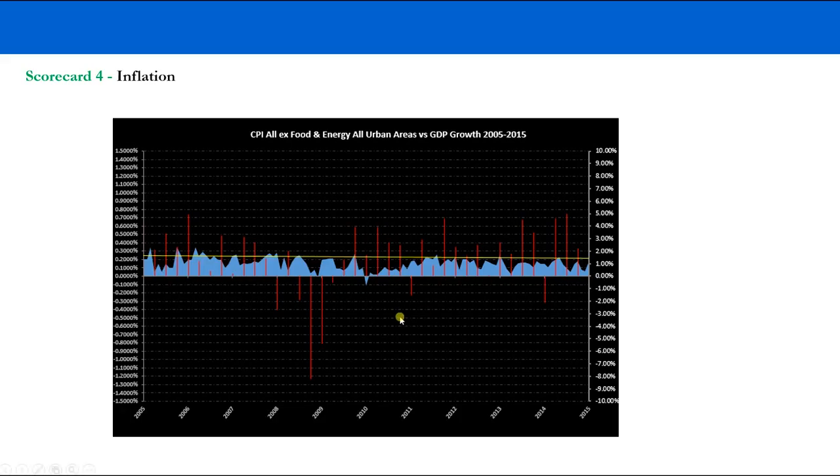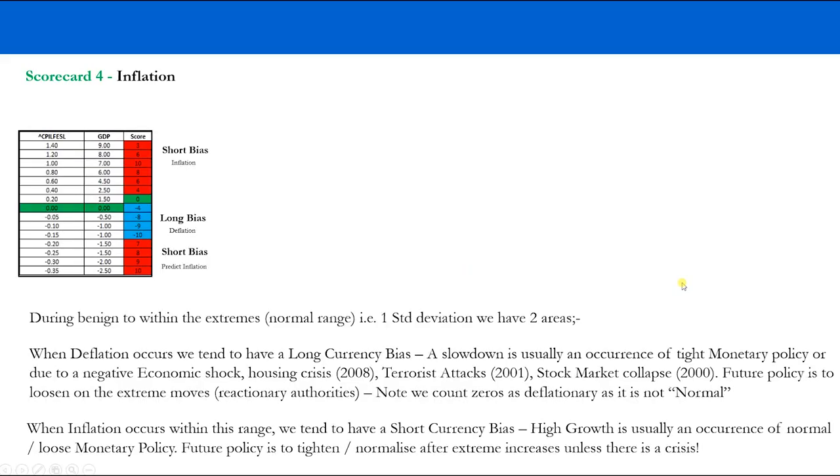Now, the only negative move we have here is at the beginning of 2010, and lo and behold, just months later, what did we have? Quantitative easing. We had a quantitative easing program. So you can see and understand now how just small negative movements in CPI ex food and energy can have a huge impact on policy, or there could be a big connection between them. So let's move on to our scorecard and see how all of this works.